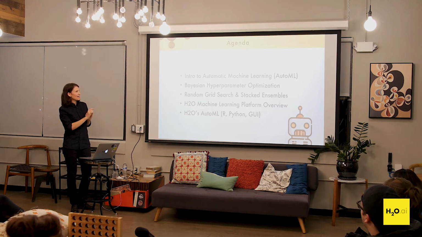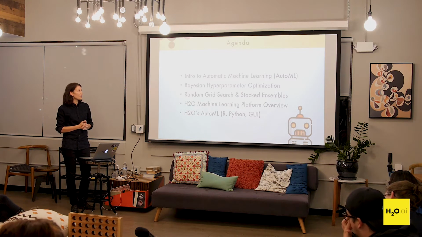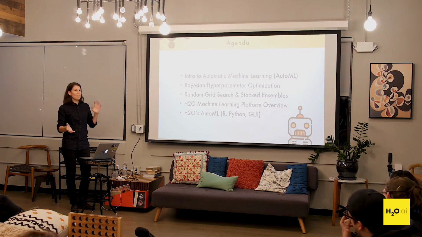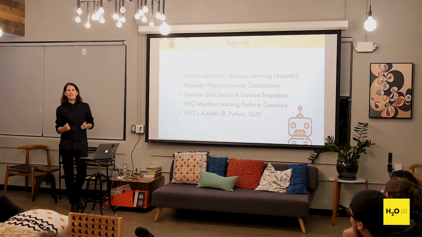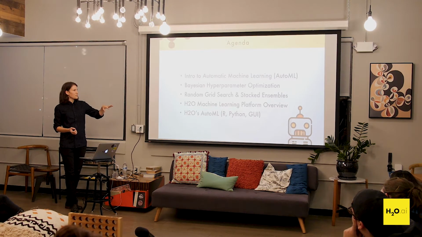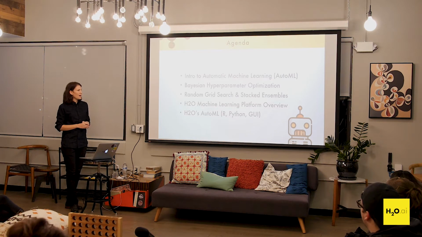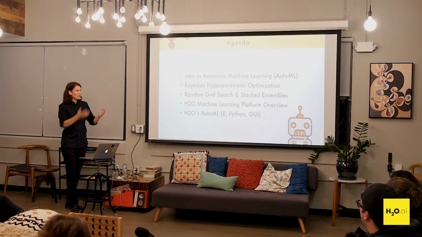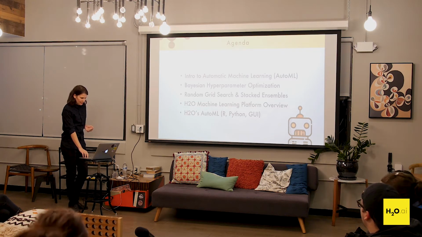Then the next topic is random grid search and stacked ensembles, and that's the approach that we've taken in our AutoML. And you could combine all these things together. These are just different techniques at automating the training of machine learning models to get a good result. And then again, I'll introduce the H2O machine learning platform at a little bit deeper level, and then I will show you how to use it. So if you brought a laptop, I'll point you to where the code is, and you can go through the code with me if you like.